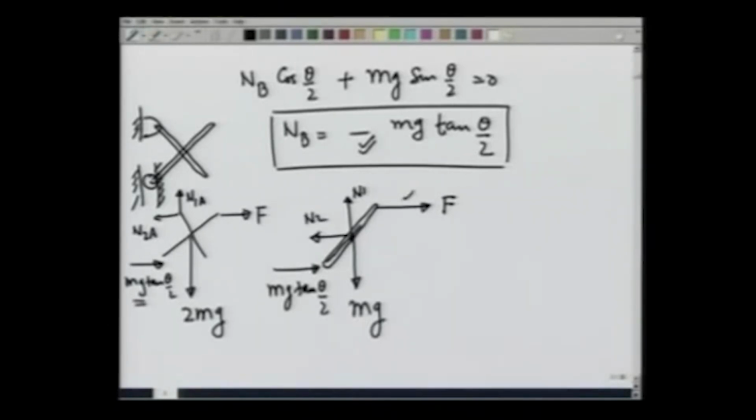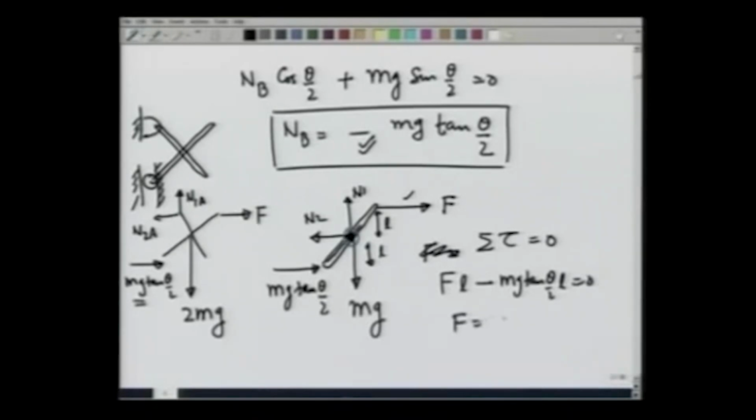If I am just interested in calculating force F, then I can take the torque about this middle point, the pin here, let me show this in blue. Summation of torque about this point is 0, and therefore F times whatever this length is, call it L, minus the same length here, mg tangent theta by 2L equals 0, and F equals mg tangent of theta by 2.